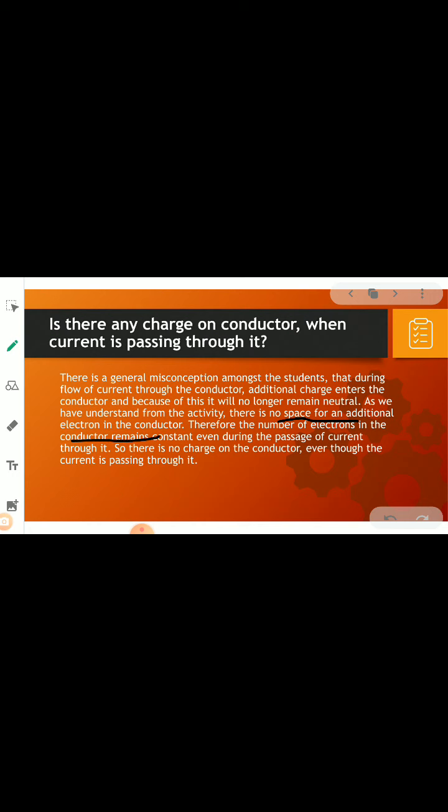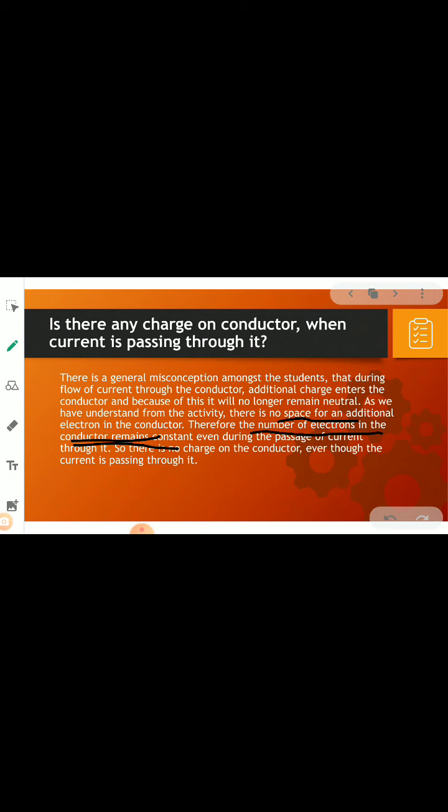Therefore, the number of electrons in the conductor remains constant. You have to remember this: the number of electrons in the conductor remains constant even during the passage of current through it. Not only before the passage of electric current, but also while the current is passing through the conductor, the number of electrons remains constant. So there is no change in the conductor, no charge on the conductor, even though current is passing through it.